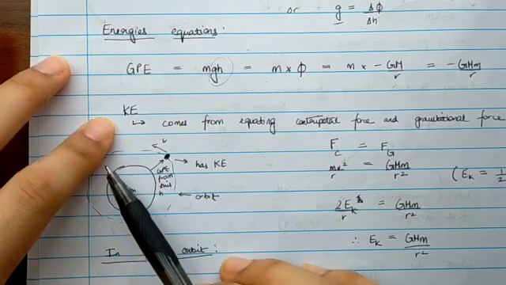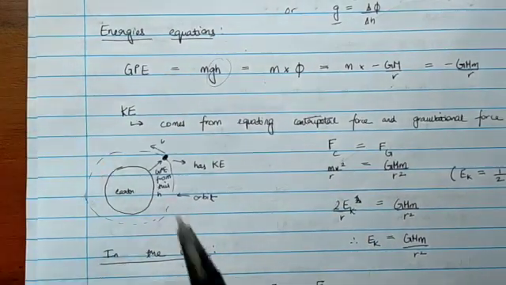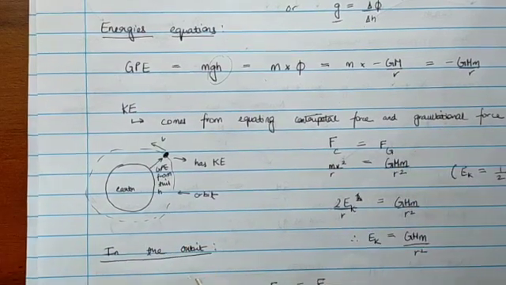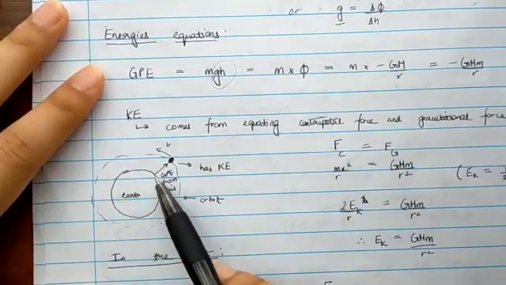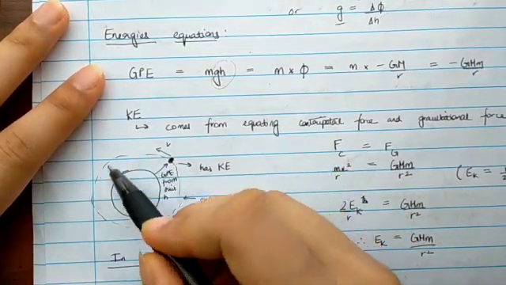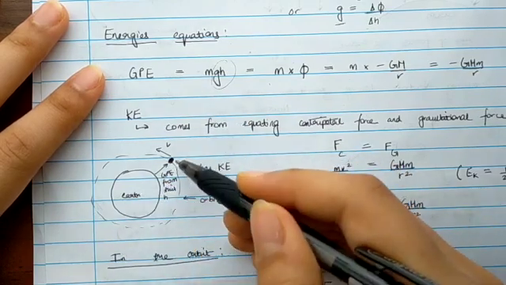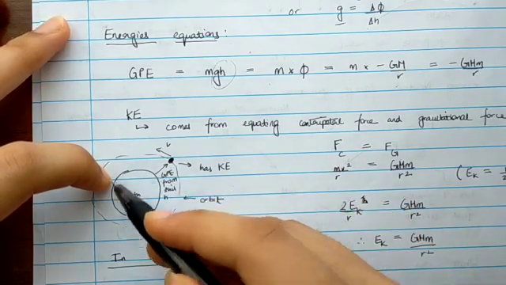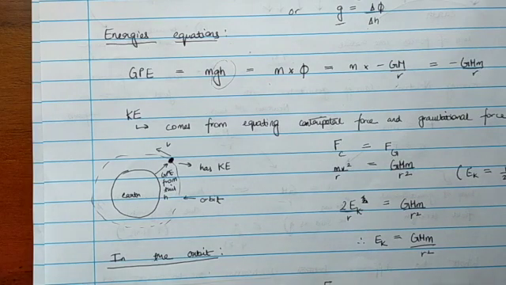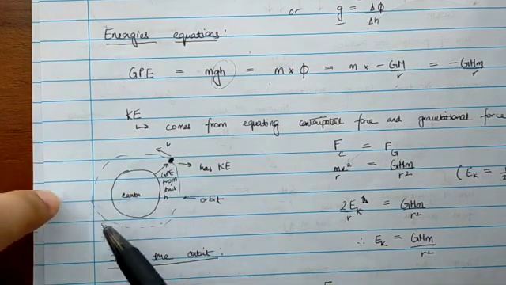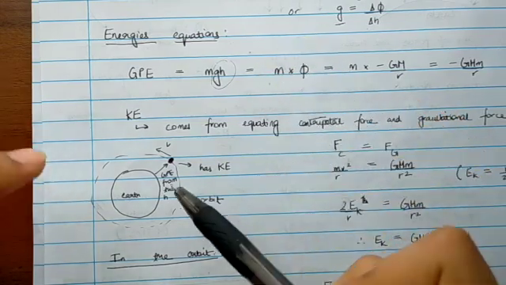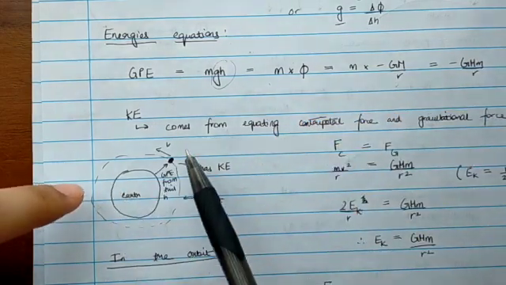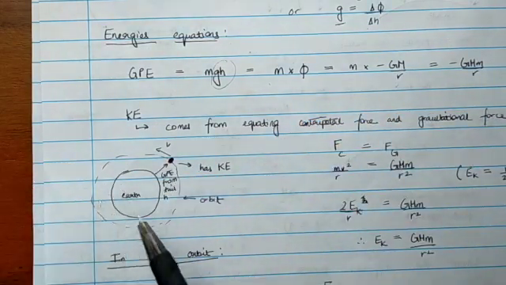Now we can also deduce an equation for kinetic energy. This kinetic energy is coming from the centripetal force and the gravitational force equated together. If you have the Earth here, and an object orbiting the Earth, the centripetal force, due to the circular motion, is equal to the gravitational force by the Earth. This is because the object would not be in an orbit if those forces were not equal. If the gravitational force was stronger, it would just fall into the Earth. So they need to be equal for it to remain in orbit.